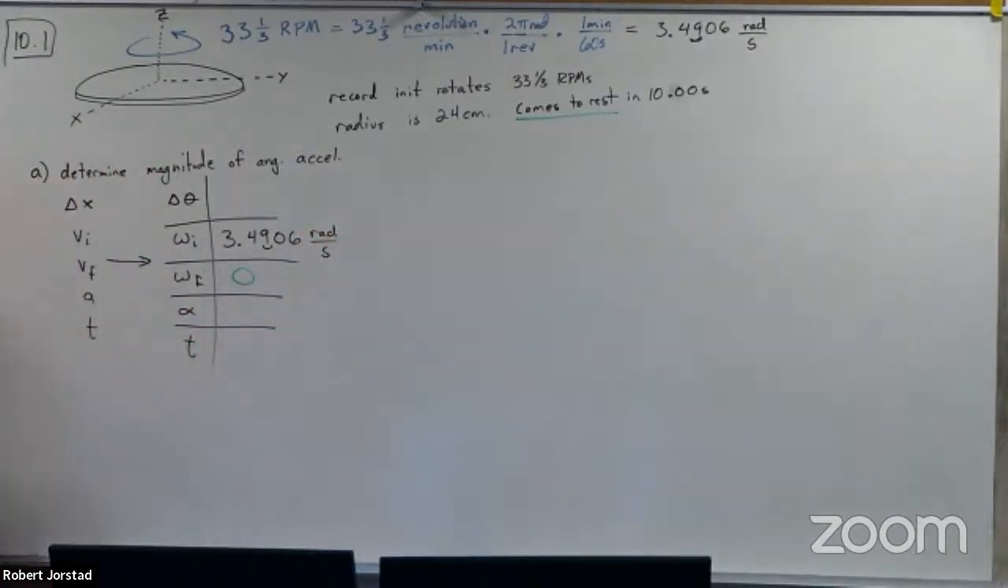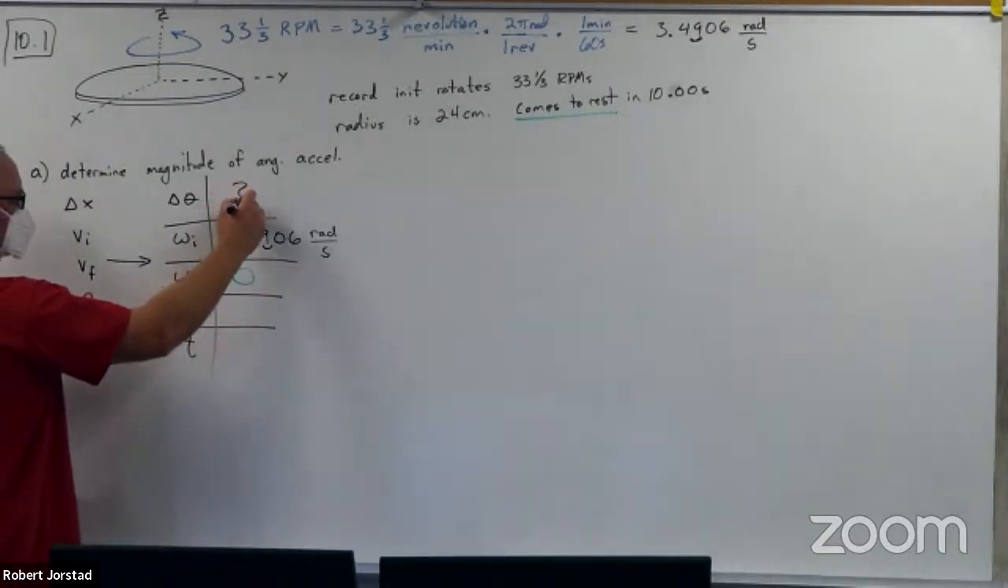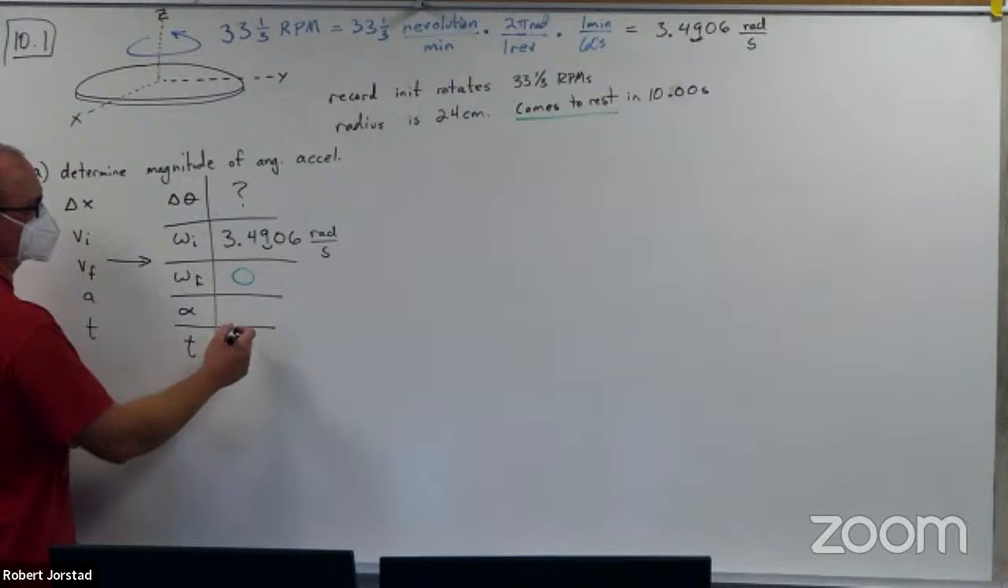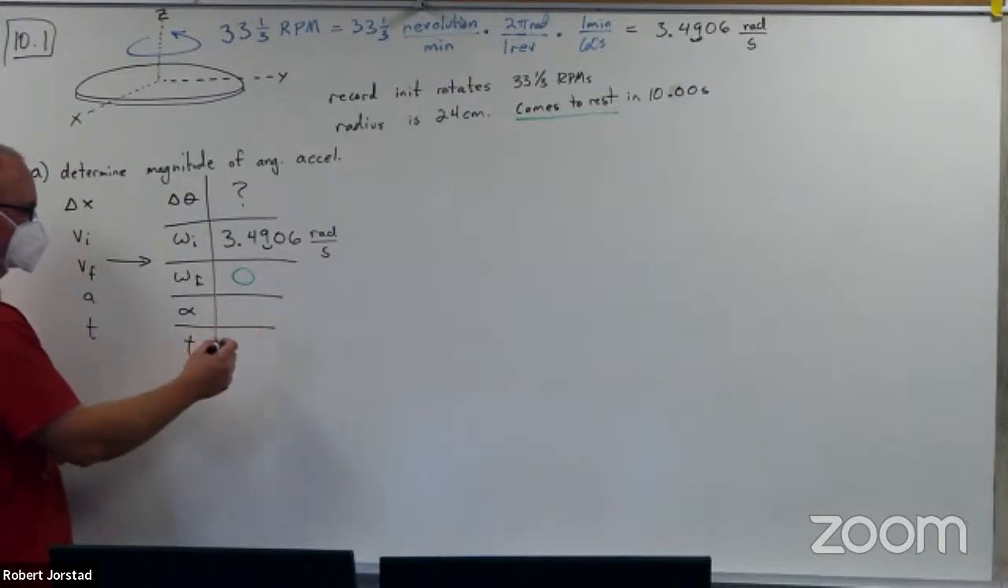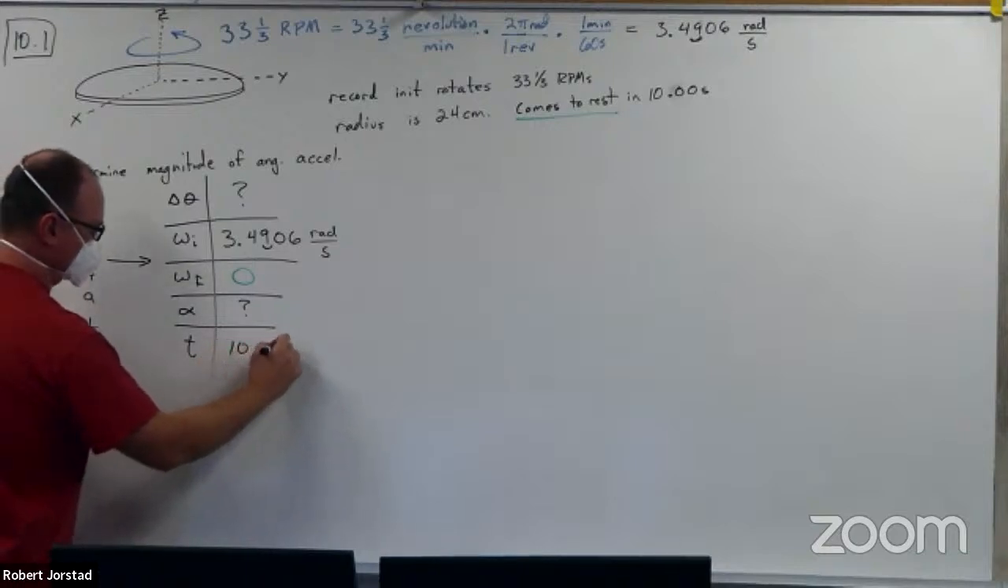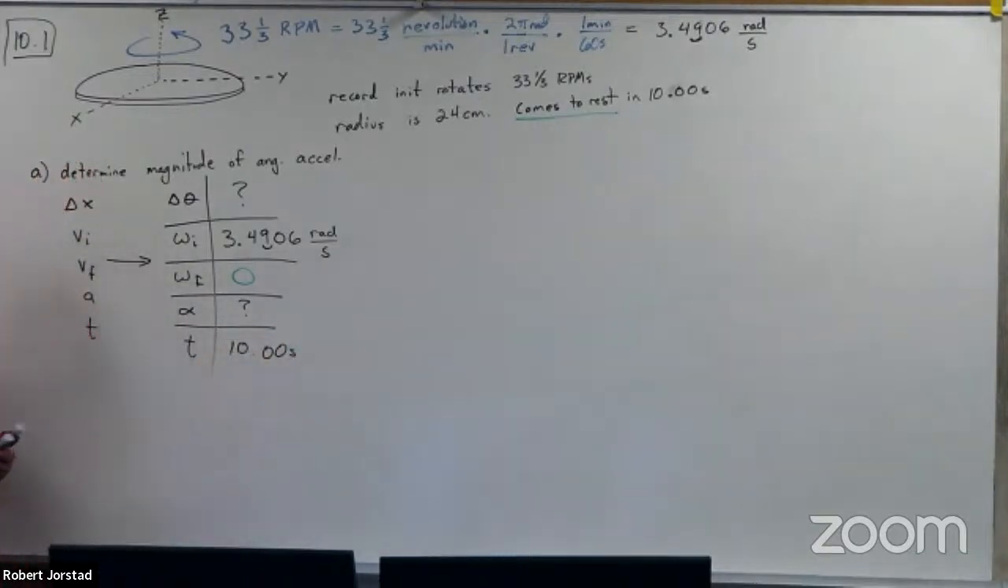Do I know delta theta? Does it tell me how many radians or how many revolutions it completed? Does it say how much angle it did anywhere? I don't see it. What's alpha? Do we know that? I don't see anything with the radians per second squared. Time, oh, we do know that. All right. What do we do next?